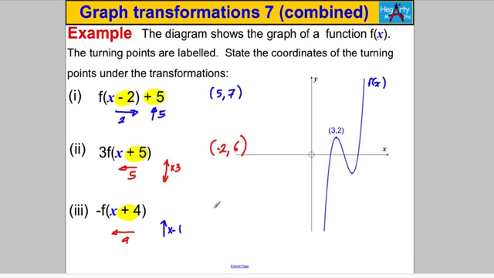Let's think what happens therefore to our coordinates. The x numbers move to the left by 4, so we're going to do 3 subtract 4, which is -1. The y number is going to be multiplied by -1. 2 multiplied by -1 is -2. And there you go, we have done some combined transformations.